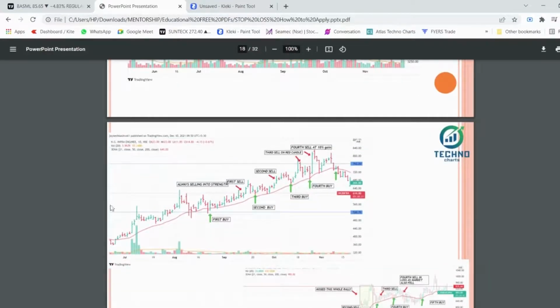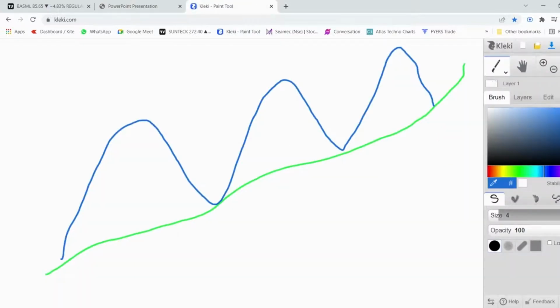Here we can see Addi Infra Engineering, where you could have just bought it at the support area, kept the stop loss below the 21 EMA, and ridden the trend as long as the stock is above the 21 EMA. This can also help you to trail your stop loss and move it to the upper side. For example, if you have bought a stock at this area, your initial stop loss might have been here. Then you can shift your stop loss till here, then here, and then here. So these are the methods that you can use to move your stop loss on the upper side.